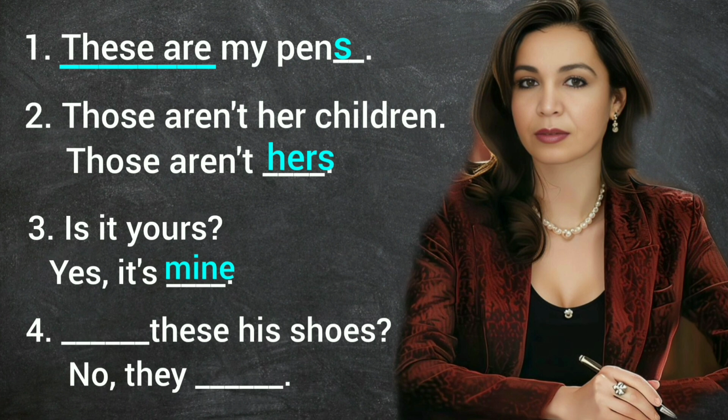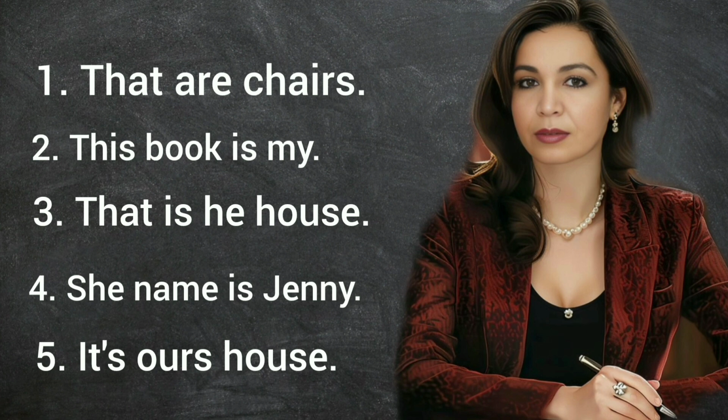These his shoes. In this sentence, it is a question. It's not a sentence. So we need a be verb. So let us look at the sentence once again. Here we have these and we have shoes. That shows it's a plural verb. So we are going to use are these his shoes. And the answer will be no, they aren't. Means they are not. Let us move to the next part.